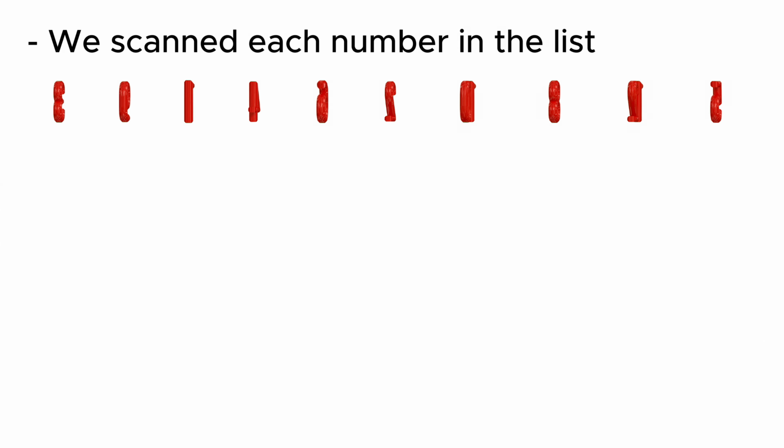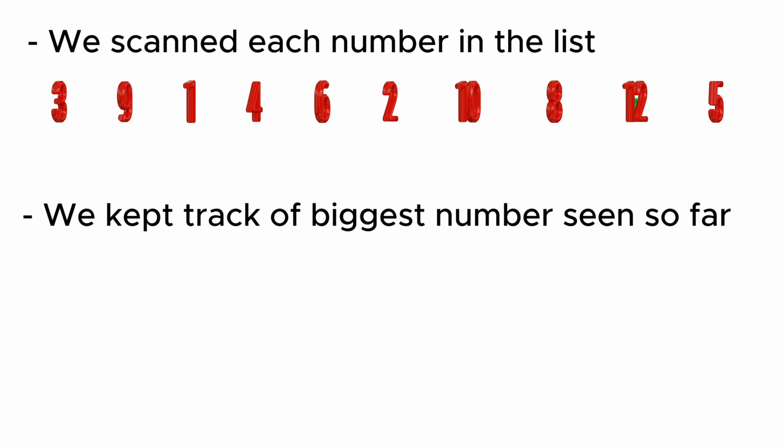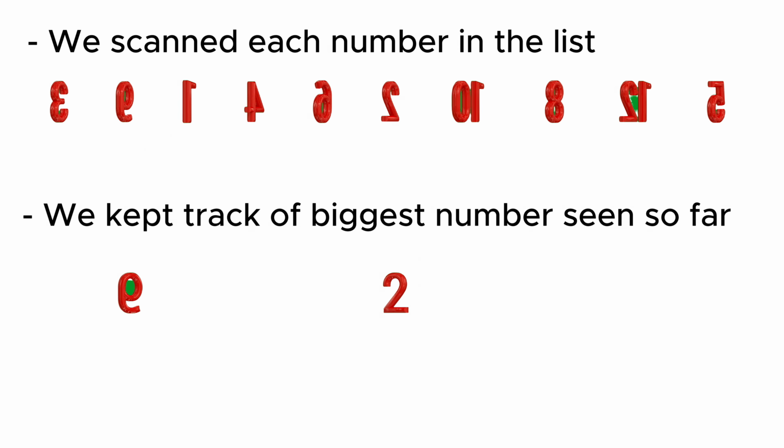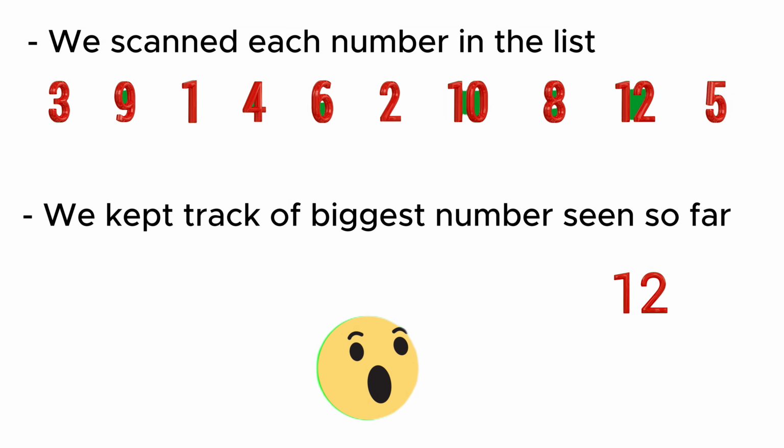Now pause the video, take out paper and try to do a quick dry run by formulating a solution in your mind without thinking of code or any programming language. Here's what our brain probably did. We scanned each number in the list. We mentally kept track of the biggest number we had seen so far. Perfect. That's our logic at work.